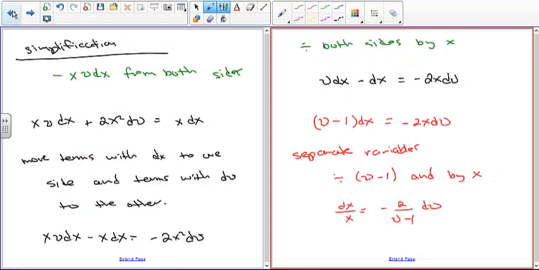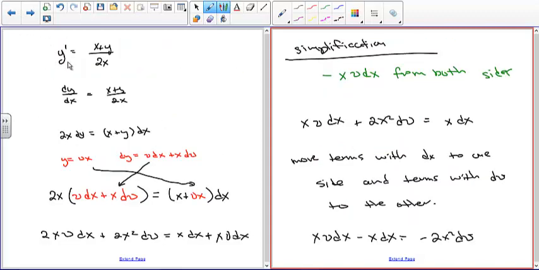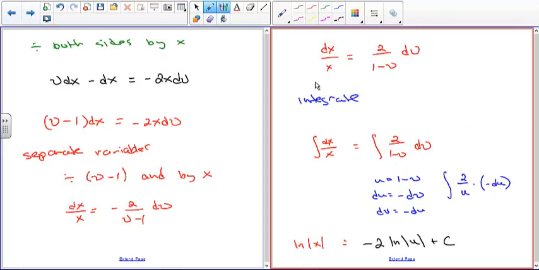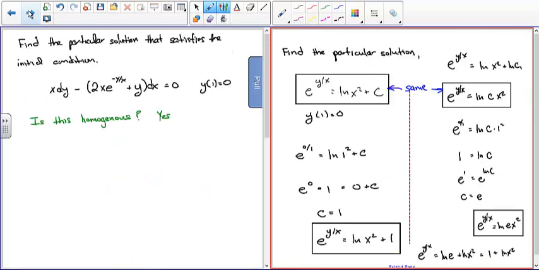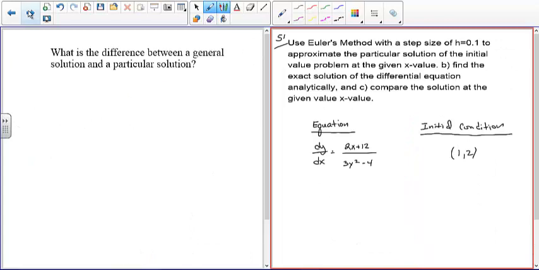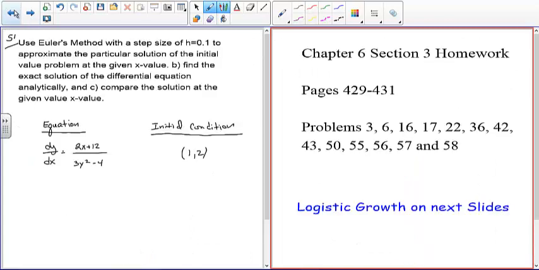So the key thing here is what you need to know is how to go from here, which is a differential equation that's not separable, to here, where you have a differential equation that is separable. So let me go ahead and assign your homework here for this section for right now. There you go. We'll come back and do some more. We'll do another problem or two, but I just want to give you kind of an idea today.